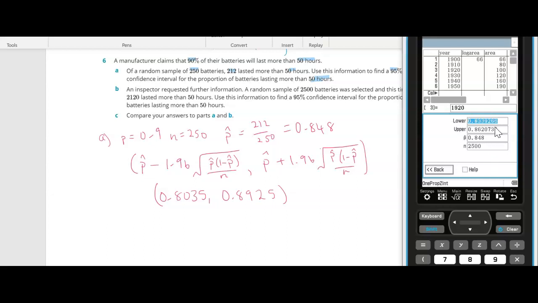All right, and then comparing them, you can see that it does get narrower. We have the same value of P hat, but our value of N has increased from 250 to 2,500. So the confidence interval is just a little bit narrower. Initially for 250, it was 0.8035 to 0.8925, and now those two values have become closer together.